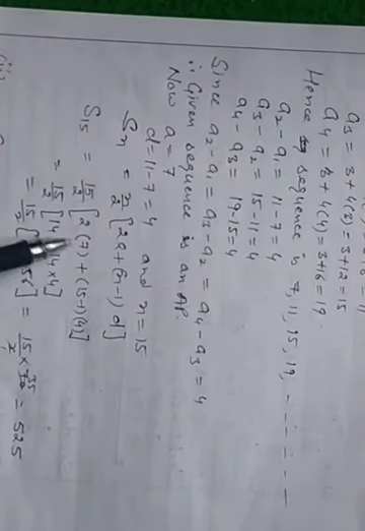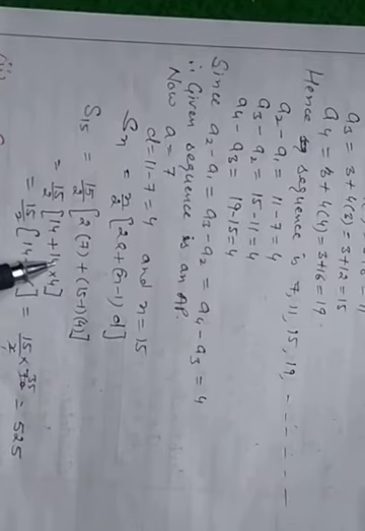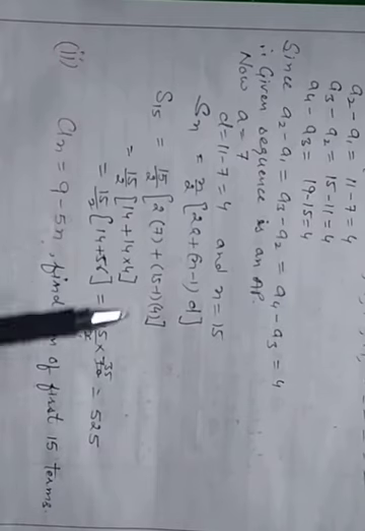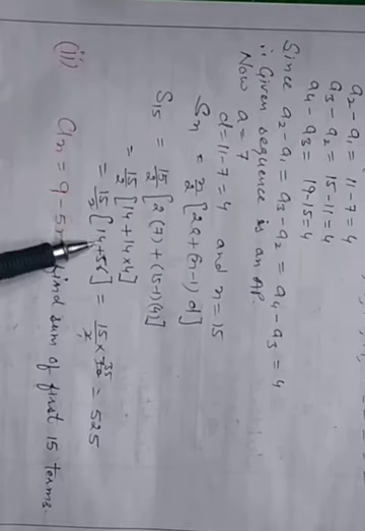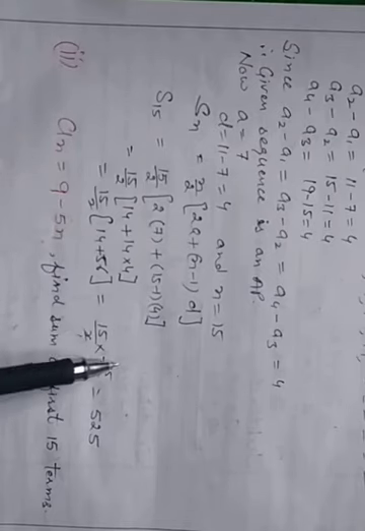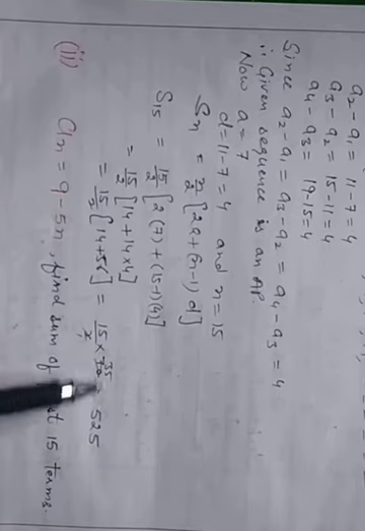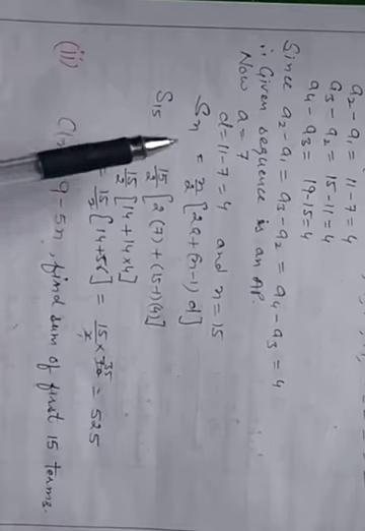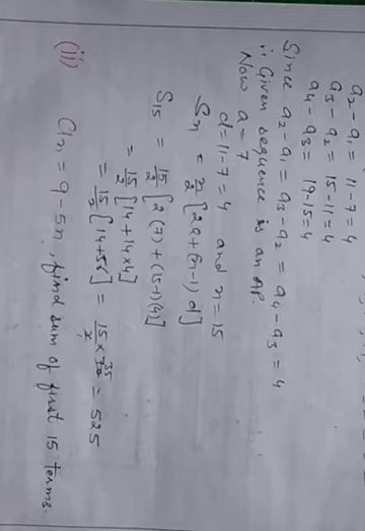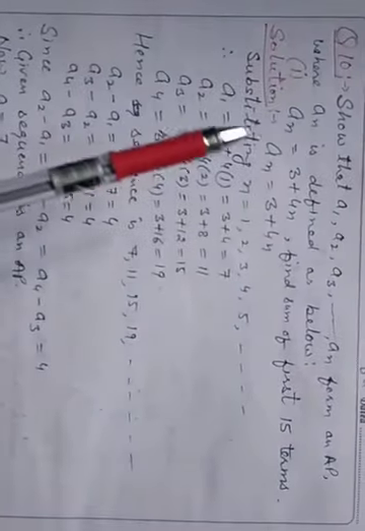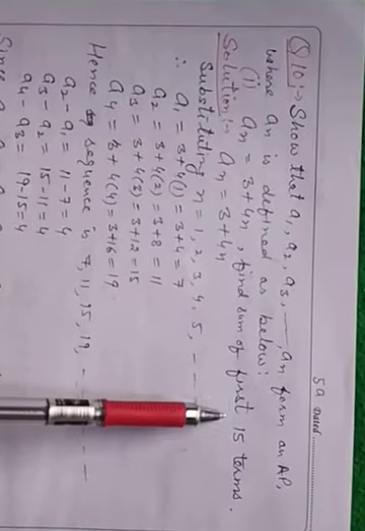15 by 2, solve it. 2 sevens are 14 plus 15 minus 1, 14, into 4. 15 by 2 into 14 plus, multiplying these two, 56. Add these two, 70. 15 by 2 into 70: 2 ones are 2, 35 fifteens are 525. So the sum of the 15 terms is equal to 525. This is the first part of question number 10, where we had to find the sum of 15 terms.